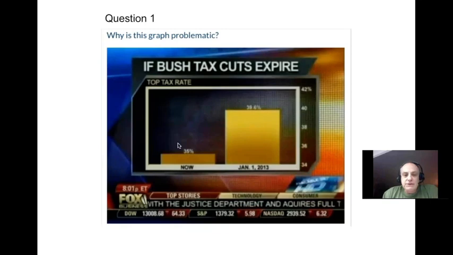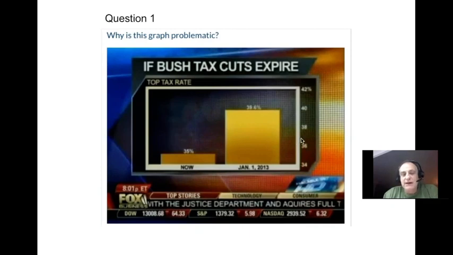So the first question was, why is this graphic problematic? If you have a look at this, you can see this is 35%, this is close to 40%. It shows it as if this is about 5 times bigger than this one, when in reality, it's not 5 times bigger. It's just slightly bigger. And the problem with this is you can see the scales. And golden rule number 1, a bar chart has to start at 0. If it doesn't start at 0, it is misleading.